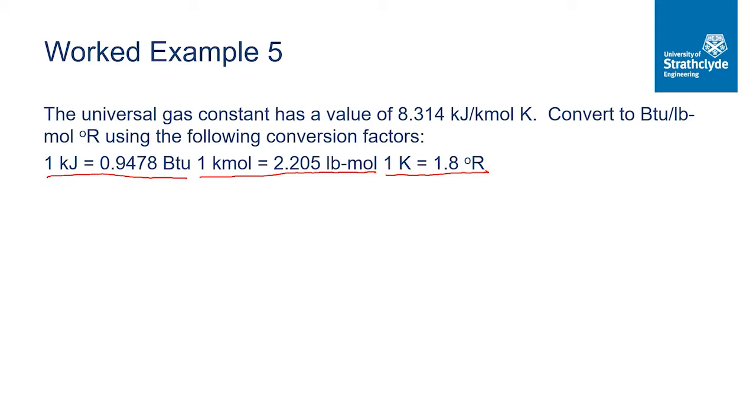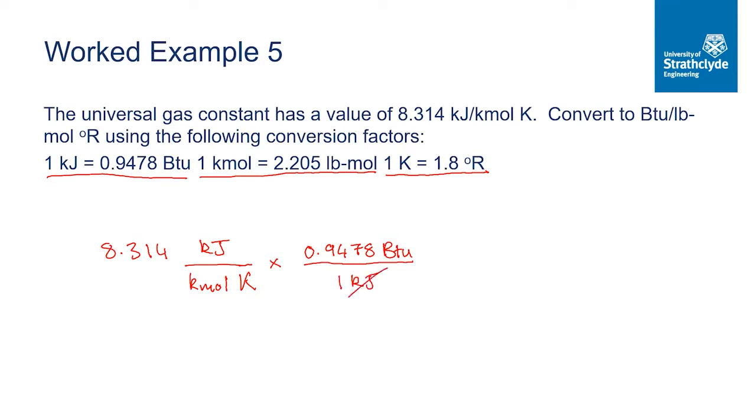So we begin by writing our universal gas constant, 8.314 kilojoules per kilomole Kelvin. And again, I've written this out as a fraction to make our algebra a little bit easier. So now we're going to try to get rid of our kilojoule. So we're going to want to replace our kilojoule with 0.9478 British thermal units. Divide that by 1 kilojoule. So our kilojoules will cancel out and be replaced with British thermal units.